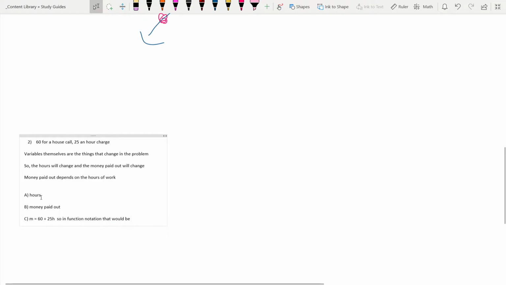Remember, the first letter of function notation is just the name of it. So let's call this P for the payment that we're going to give the person. And then in the parentheses is always the input or the independent variable. In this case, the independent variable is the hours. The last part of the function is the expression, the job. And the job is to take the hours and multiply them by 25 and then add 60 to it. And then we get our function notation.